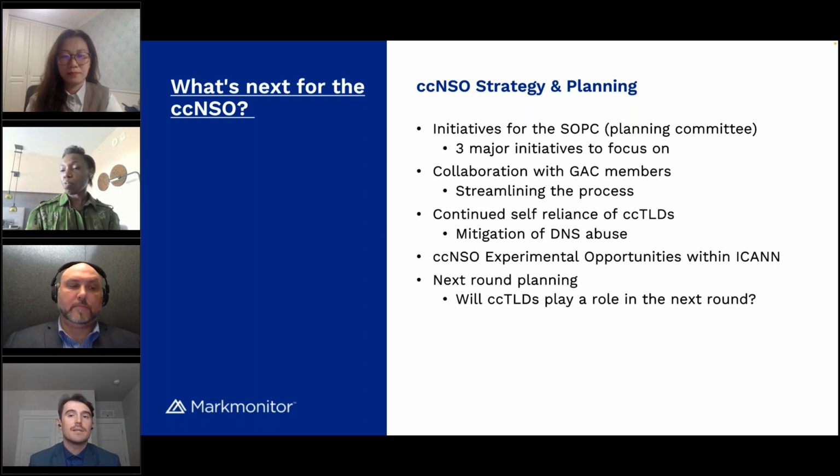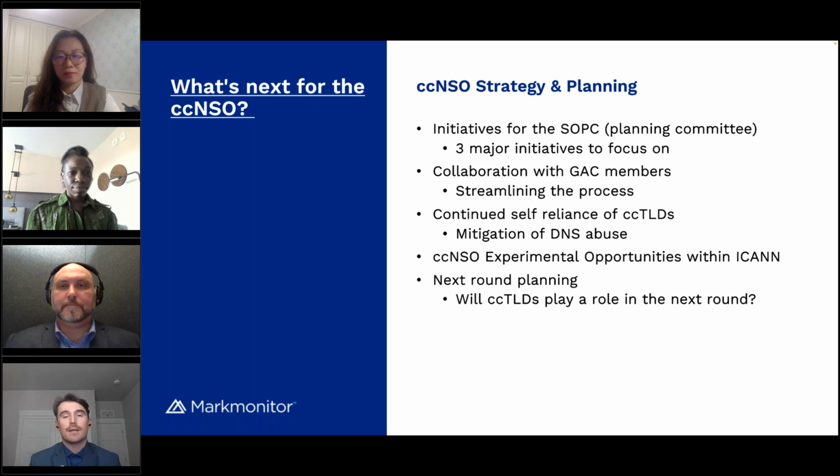The ccTLD community enjoys their self-regulation. They don't believe they need a higher level of regulation. However, it is noted that to maintain self-regulation, mitigation of DNS abuse in ccTLDs is a vital part, which is why the DASC has been created, to help mitigate as much of the DNS abuse that exists as possible.